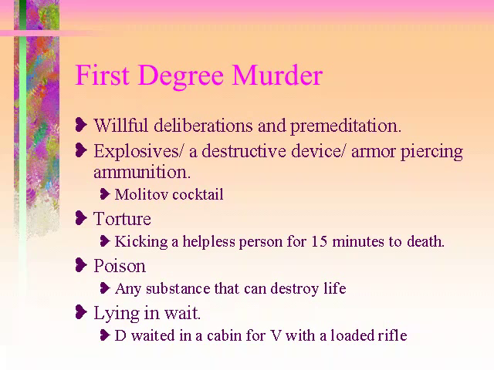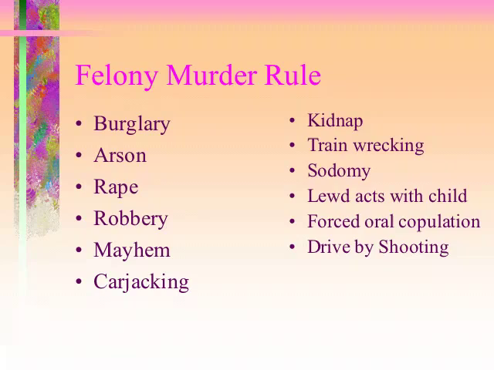Now we have another area where it's statutorily applied as murder one, and this is called the felony murder rule. The felony murder rule, any of these listed: burglary, arson, rape, robbery, mayhem, carjack, kidnap, train wrecking, sodomy, lewd acts with a child, or forced oral copulation or drive-by shooting. If you commit one of these crimes and you hit an innocent bystander or in any way someone loses their life, you could be guilty of first-degree murder.